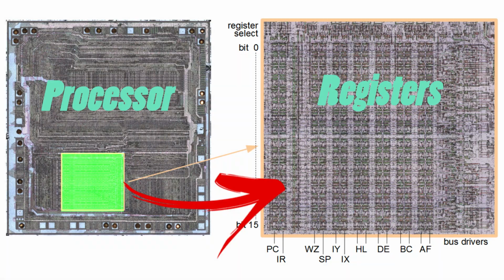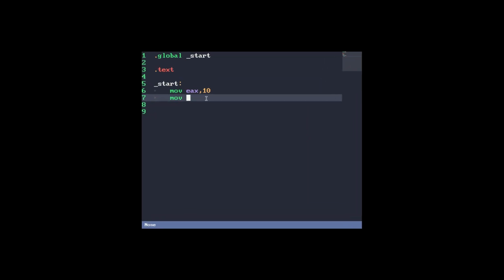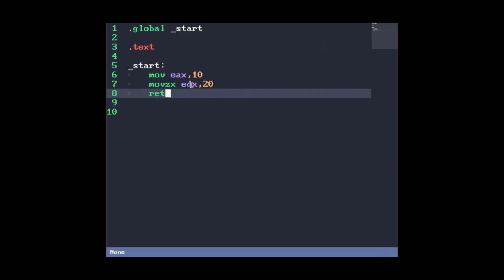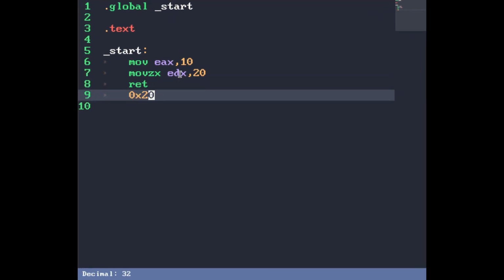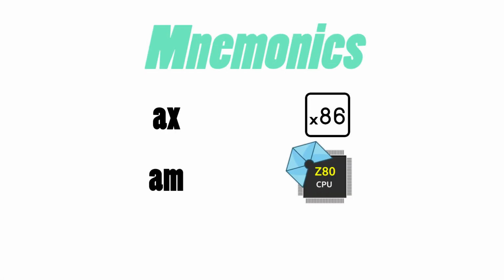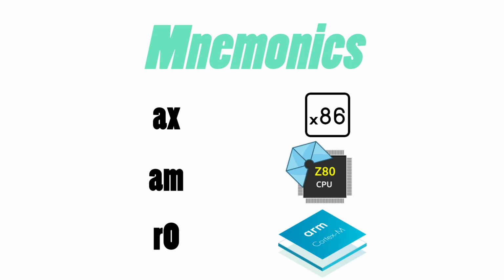So the main tools to write assembly programs are processor registers, which act as built-in variables in the CPU, which makes processing much faster without saving temporary data to the main memory. And to work with them, we do not need to address them with their addresses. We use special mnemonics like AX on x86 processors, A on Z80 processors, or R0 on ARM processors.